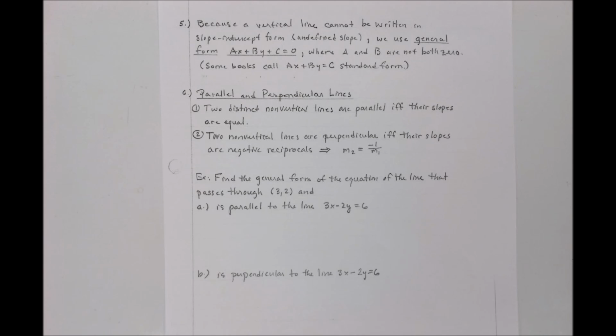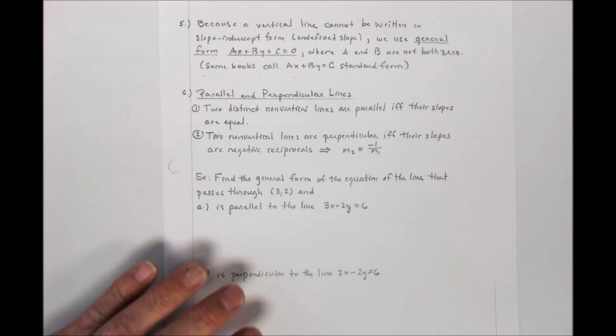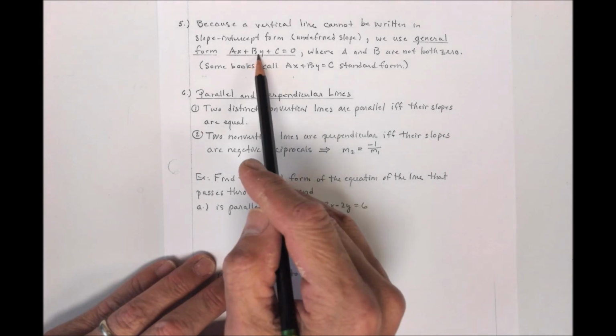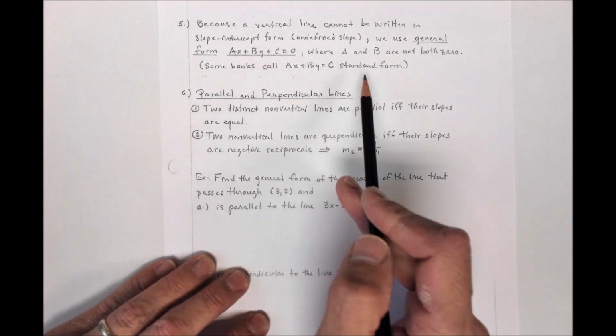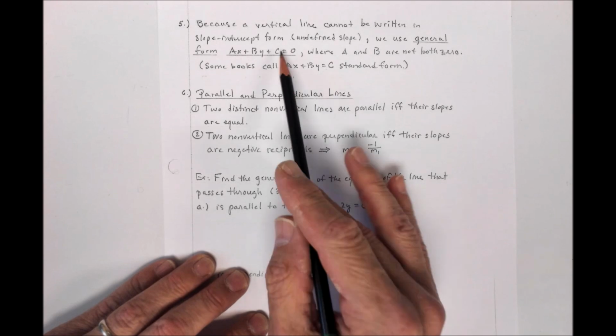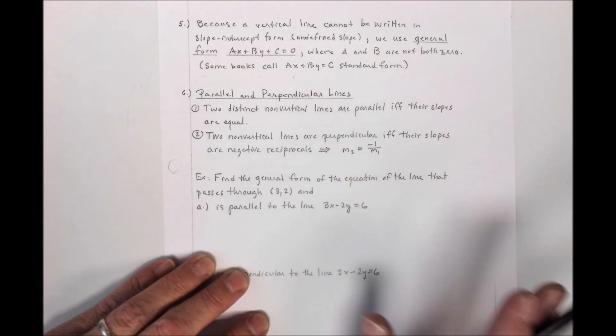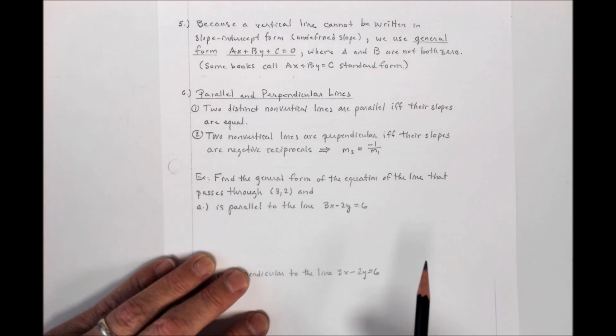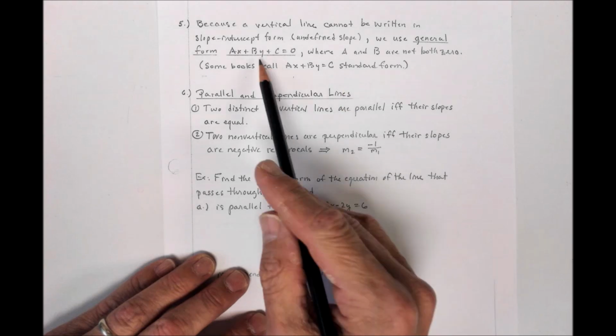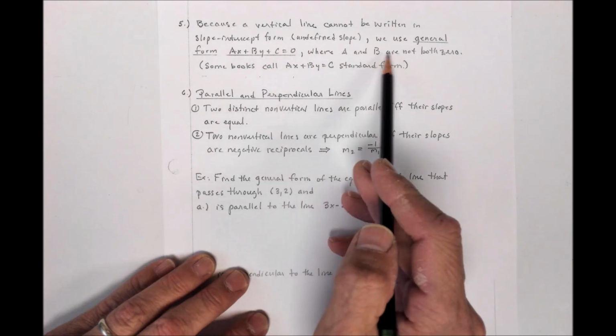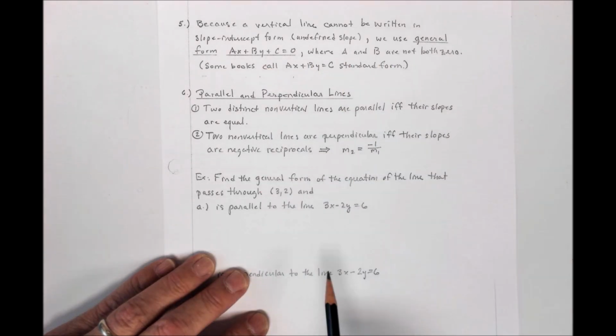So there is another form. Actually, there's a couple of different forms. This form here, the book entitles as the general form. Some books call this the standard form, where they put the constant on the other side. All right, but A, B, and C are traditionally written as integers, and we like to keep A as a positive number wherever possible. But remember, if it's in this form, A and B cannot both be 0, because then you don't have a line anymore.